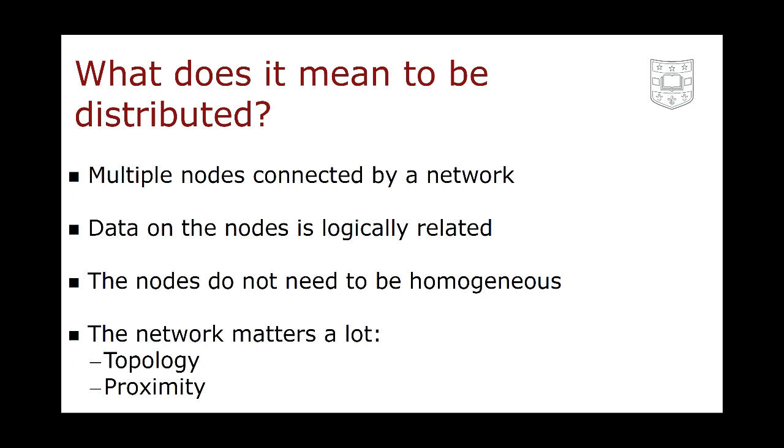The network matters a lot. So the topology of the network matters. That is, what nodes are connected to each other. So who can talk to who, right? As well as the proximity. How far apart are those nodes from each other? If I have two nodes that are across the building from one another, that's going to be a lot faster than if I have two nodes that are across the country or across the world from each other. So these are the kinds of concepts that we need to think about now when we're talking about distributed databases.